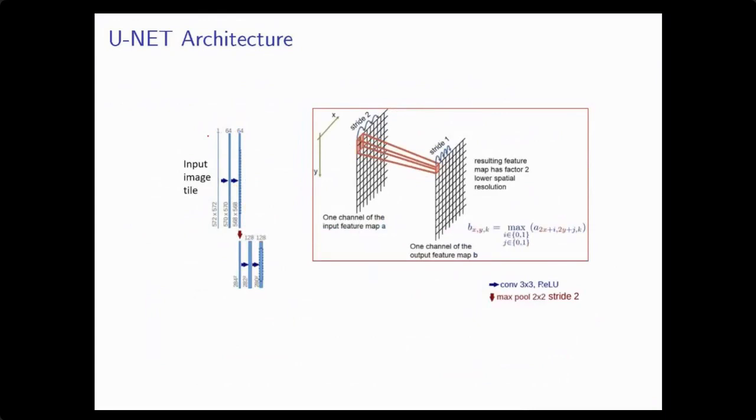Next is the max pooling operation. In the next phase we perform max pooling to reduce the height and width. After applying the max pooling, the size becomes 284 by 284. After the max pooling operation, the number of channels will remain 64.